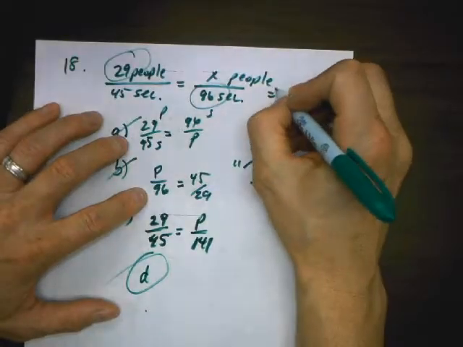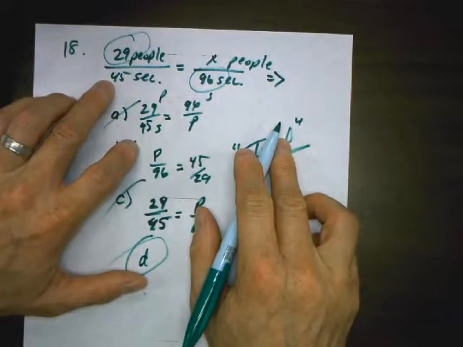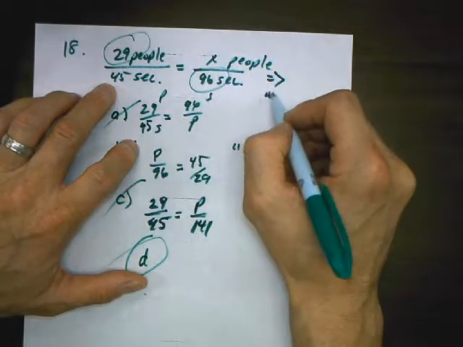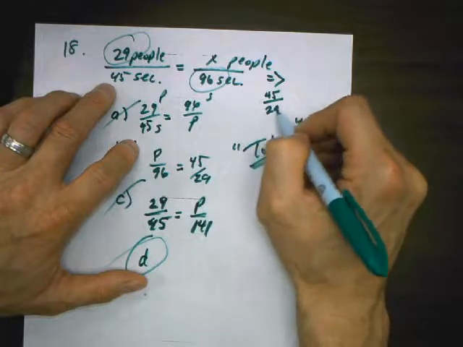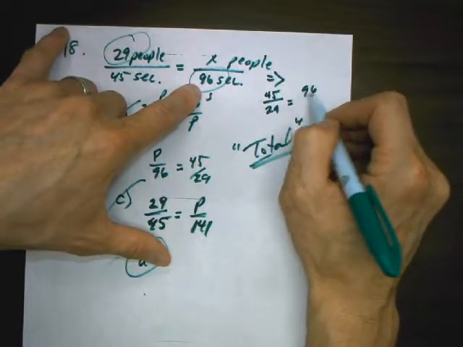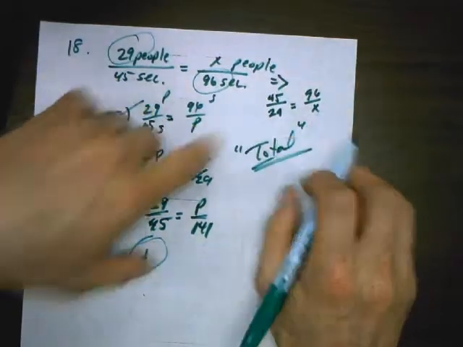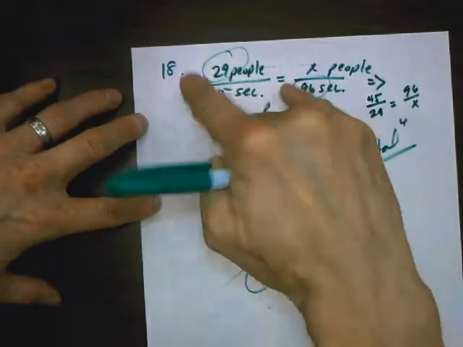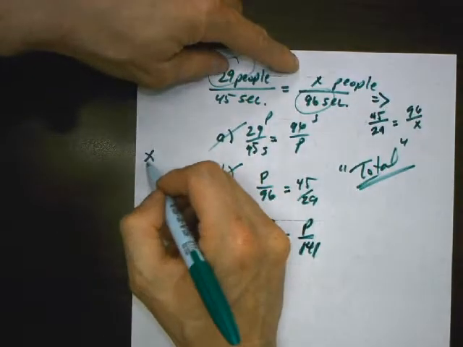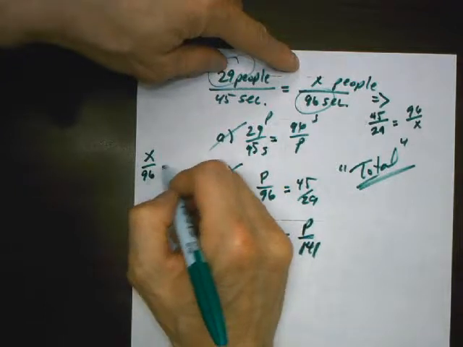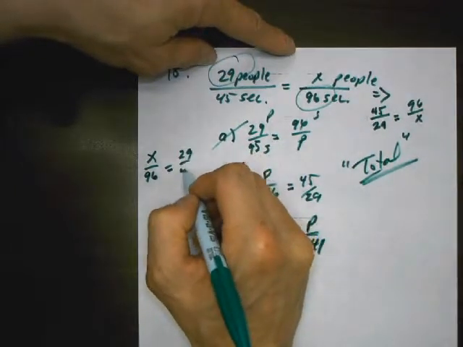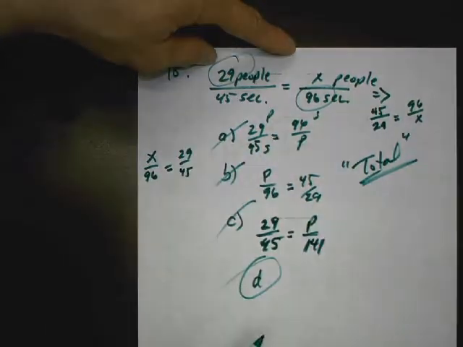Now, be advised, though, this could be written this way, right? I could switch these two and put seconds on top and people on the bottom, as long as I do seconds on top and people on the bottom over here. I could also switch the order, so I can put people on top, seconds here, as long as I put people on top, seconds here as well. Okay?